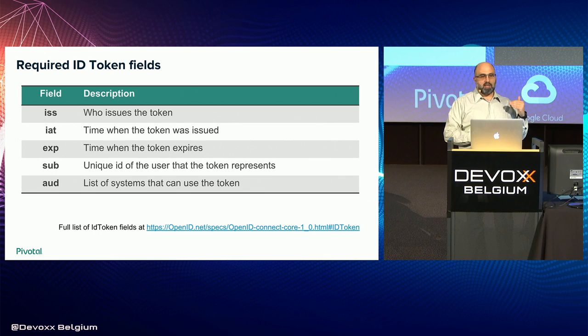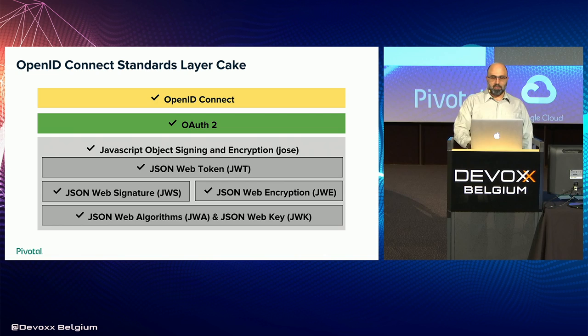Things like iss, iat, expiry, subject, audience, and various other ones. Luckily, when you're working with something like Spring Security 5, it takes care of all of these low-level details. So what we've done here is we've just opened up the hood a little bit to see what's underneath all of the magic that makes this work. And that is the standards layer cake in a nutshell.